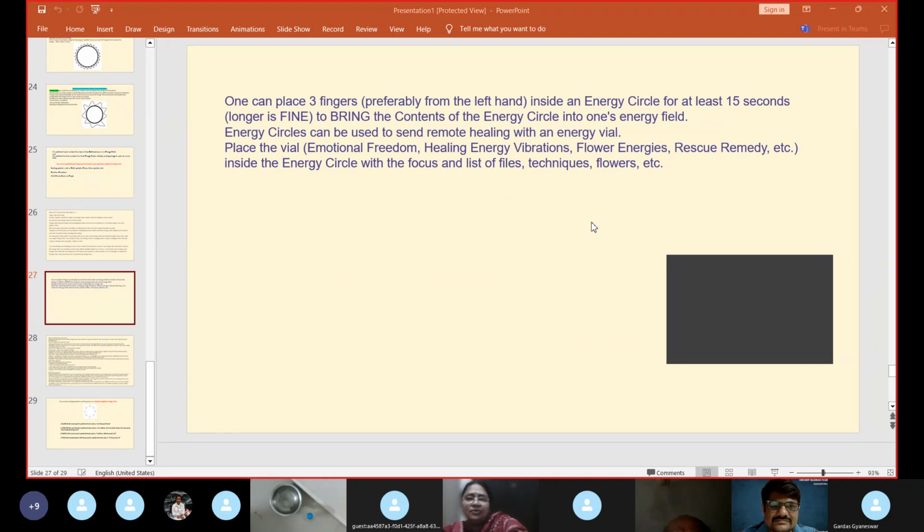So what you can do, you can place 3 fingers, the first 3 fingers or the last 3 fingers, doesn't matter. Place 3 fingers of the left hand on the surface of the EC, inside the boundary of the EC for 15 seconds. And those energy words inside the EC will start working for you. They will enter your energy field and they will work for you.